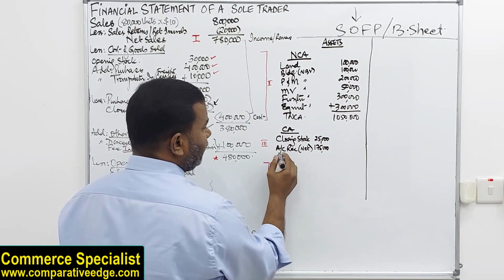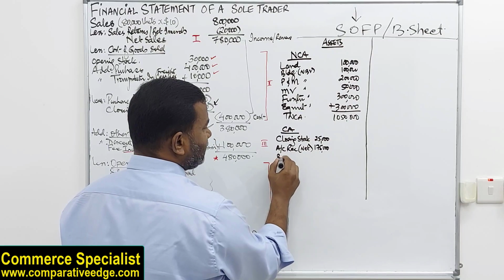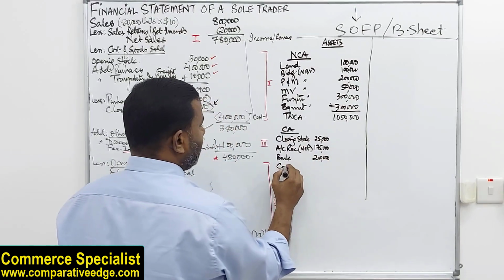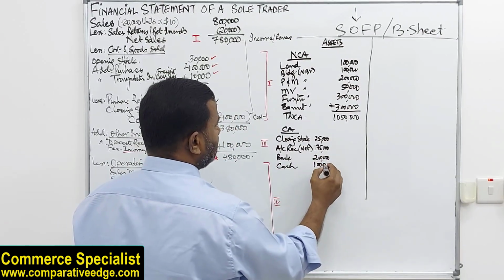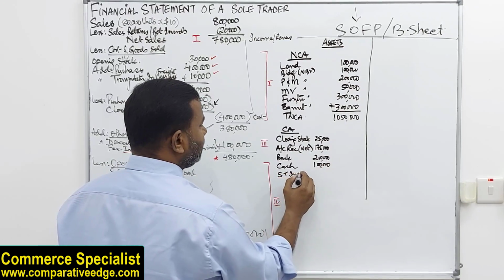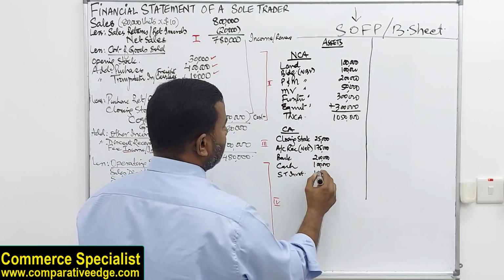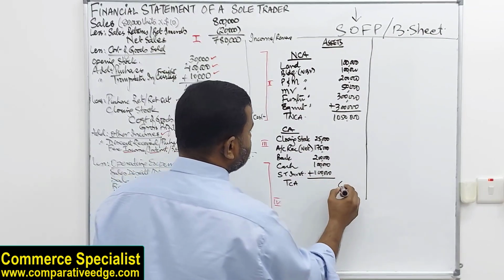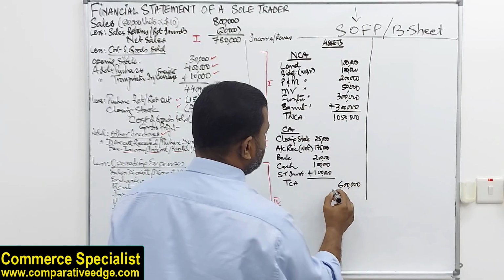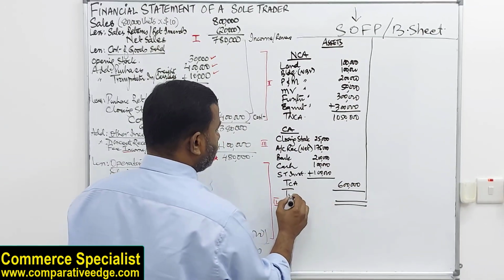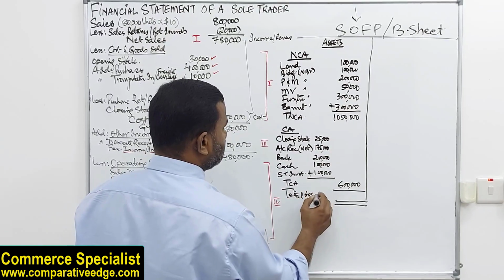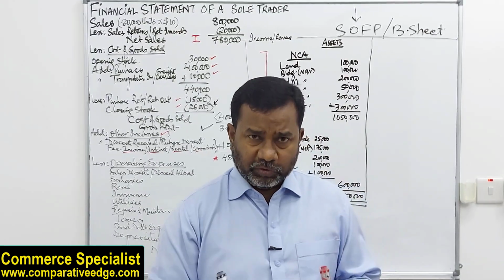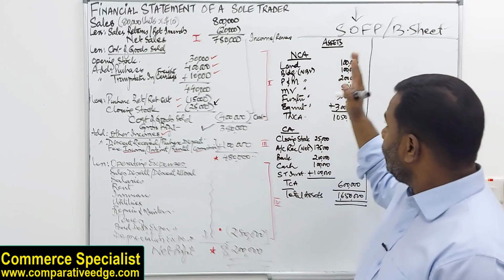Then you may have your bank balances. Amount in the bank is 200,000. You may have some cash balance, let's say 100,000. You may have some short-term investment, say another 100,000. So when you add all these, this is your total current assets, 600,000. So when you add these two, you will get your total assets, 1,650,000.